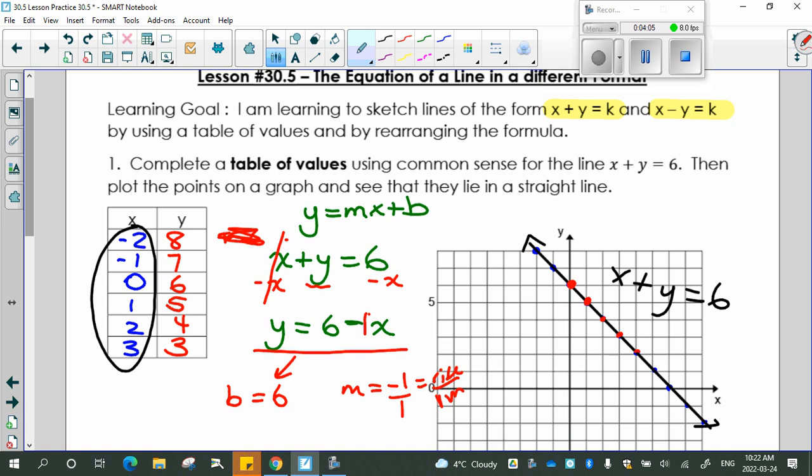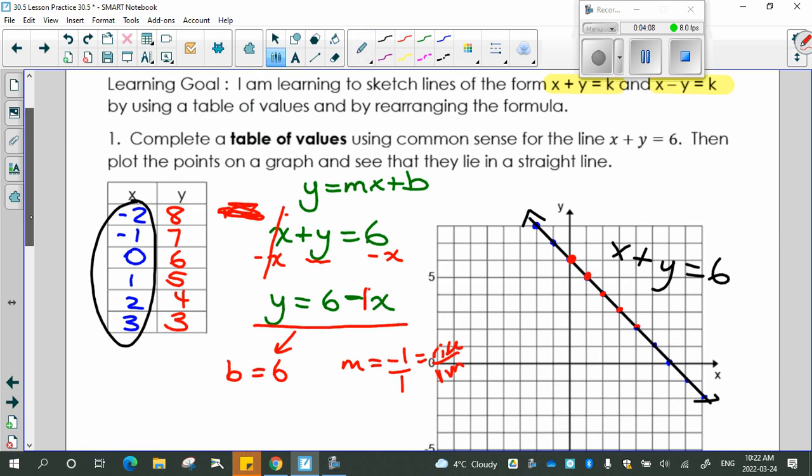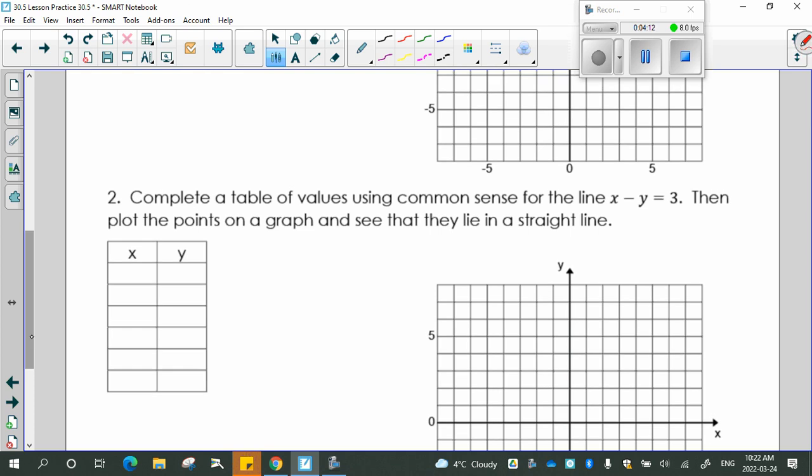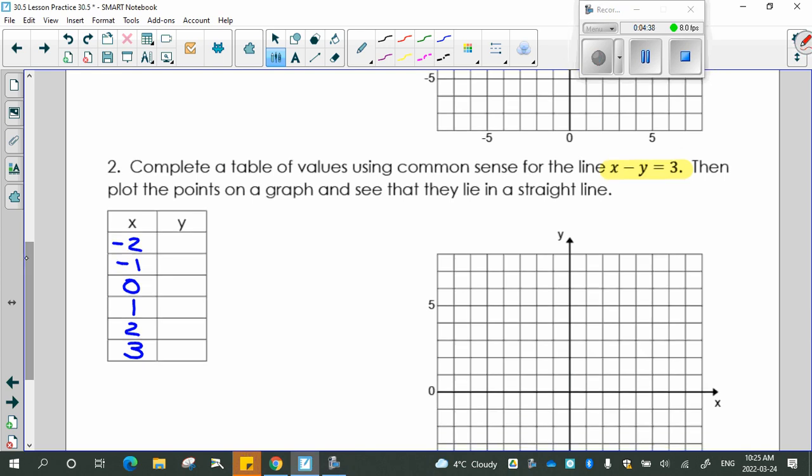Okay? All right, so the next one's a bit trickier because it's a minus. So complete a table of values. Use the same x's, where x minus y always gives you 3. Okay, x minus y always gives you 3. So it is a bit trickier when you have to subtract.